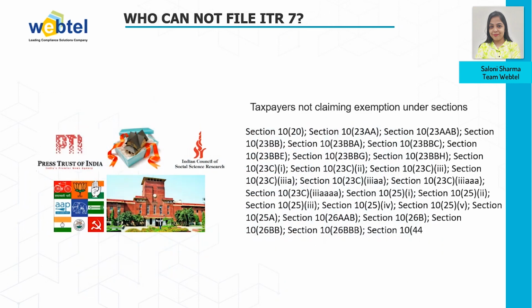The persons who are not eligible to file an ITR-7 are the taxpayers or the persons that are claiming any exemptions under the mentioned sections, like section 10(23C), section 10(23AA), section 10(23AA-B), section 10(23BB), section 10(23BAA), and also if they are not claiming any exemption under the mentioned sections. So they are not eligible to file an ITR-7.